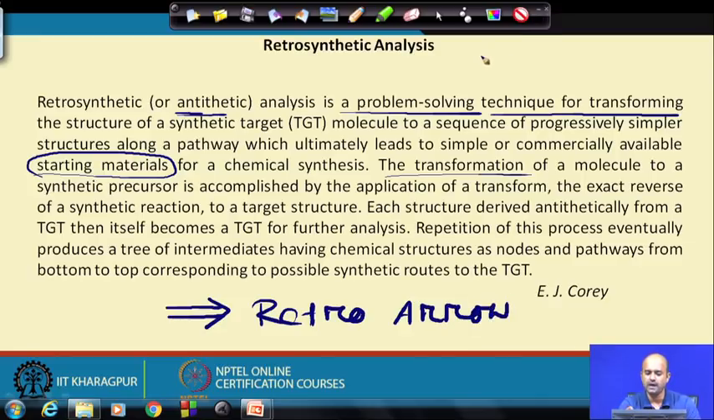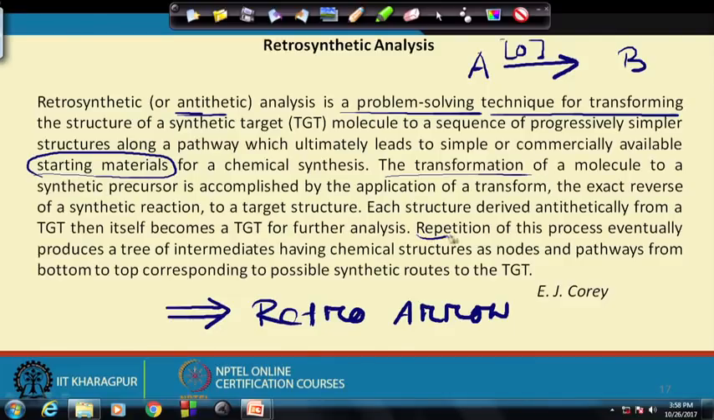When you do a forward reaction, you put a starting material A, you put an arrow, you put some reagent, let us say you are doing an oxidation reaction, you get B. This is a forward arrow. If you do this arrow, it is called a retro arrow, which can be done on a piece of paper or you can even do it in a computer. So, the repetition of this whole process eventually leads to a tree of intermediates.